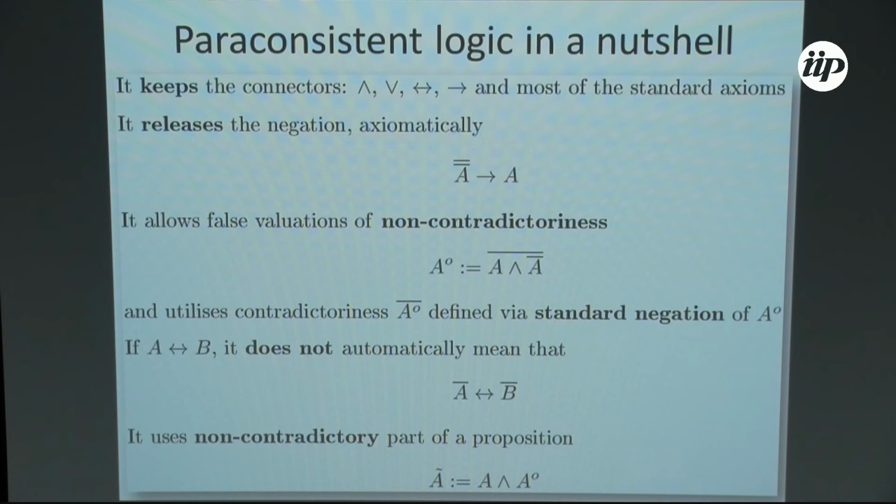Paraconsistent logic. So what is it? It is as close as possible to the standard logic. So it has all the connectors, implications as normal. Many of the axioms of standard logic are there as well. There are a few modifications. Probably the most important one is this. So double negation is not the same as the proposition, but there is something. That's maybe a good explanation at the beginning.